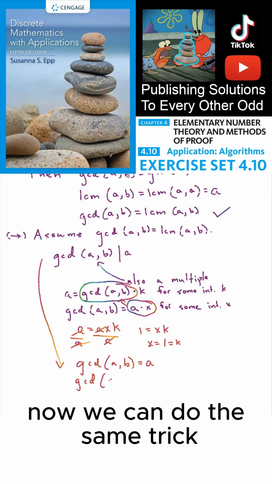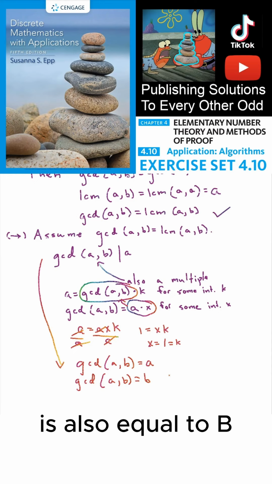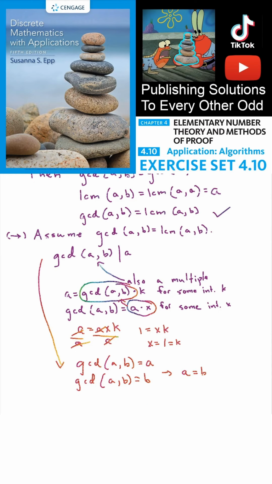Now we can do the same trick, but instead of using a, we can use b to show that the greatest common divisor is also equal to b, which means that a and b are the same. And that's what we wanted to prove.